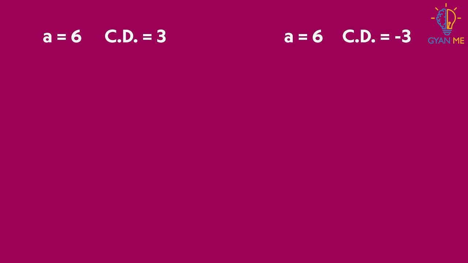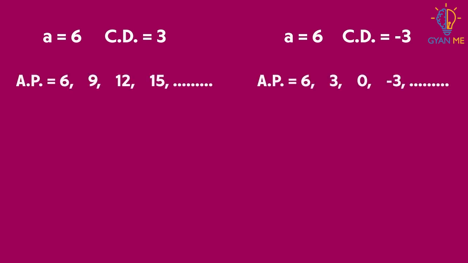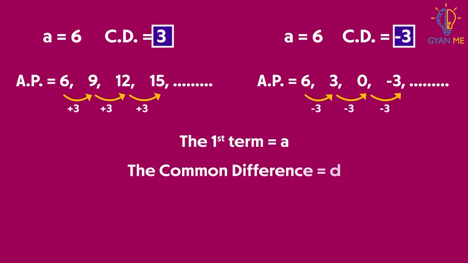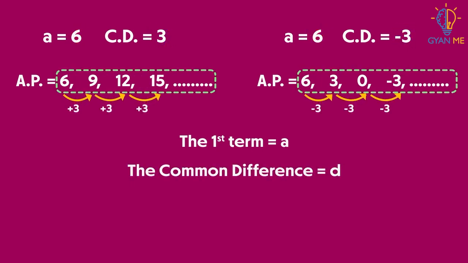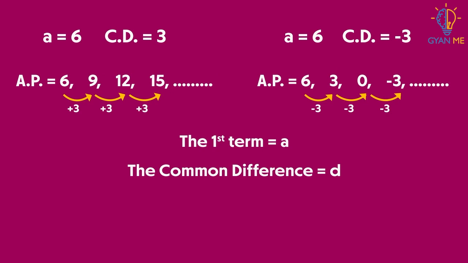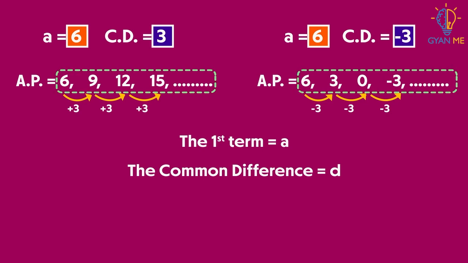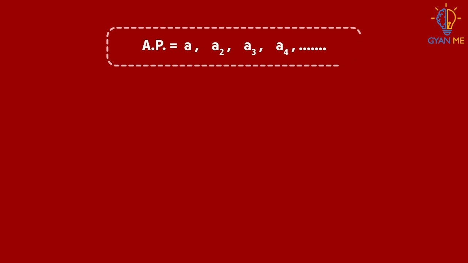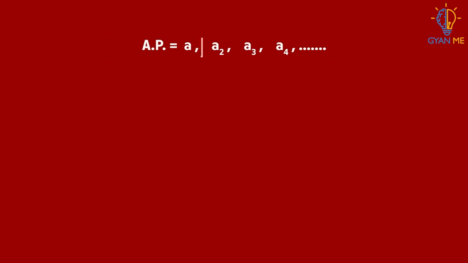From these examples, we find that we need to know both the first term A and the common difference D to write any AP. So what we now know is, for an AP, if we know what A and D are, we can easily list that given AP. What about the other way around? That is, if we are given a list of numbers, can we find out whether it is an AP or not? And can we find its first term A and common difference D?